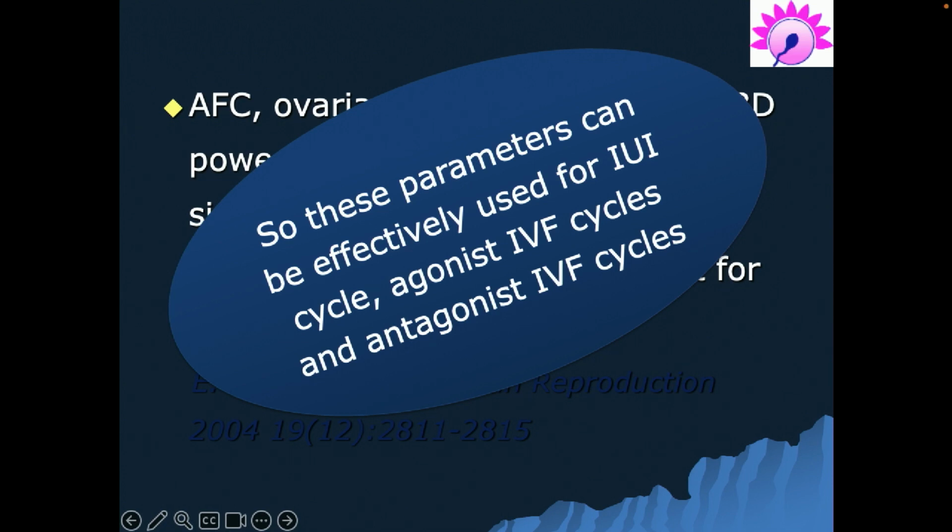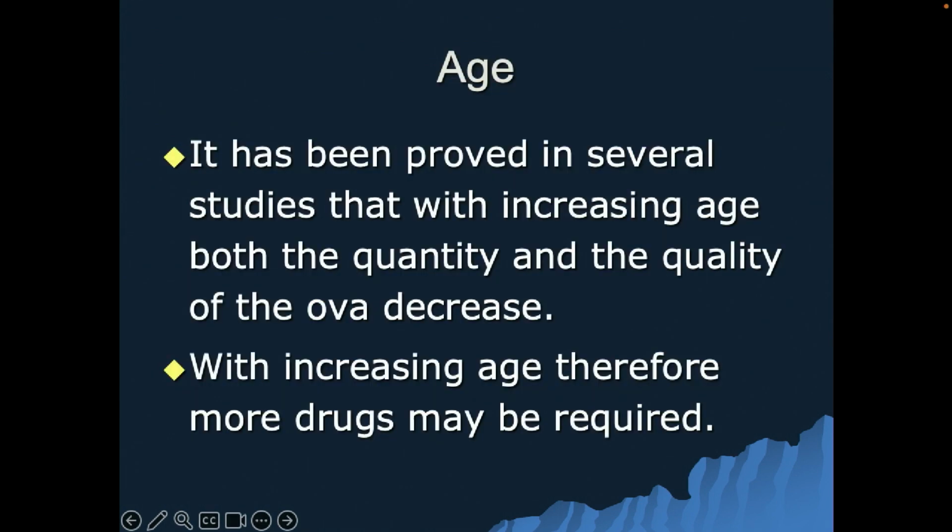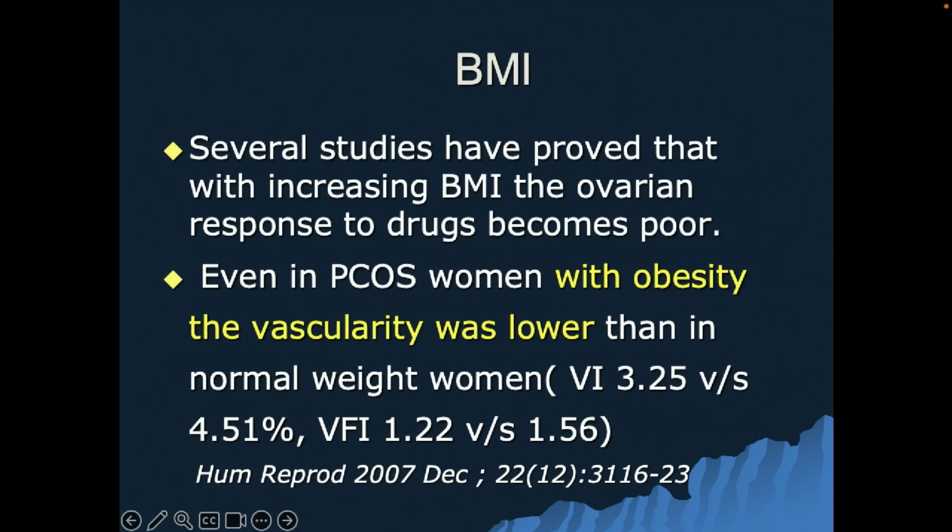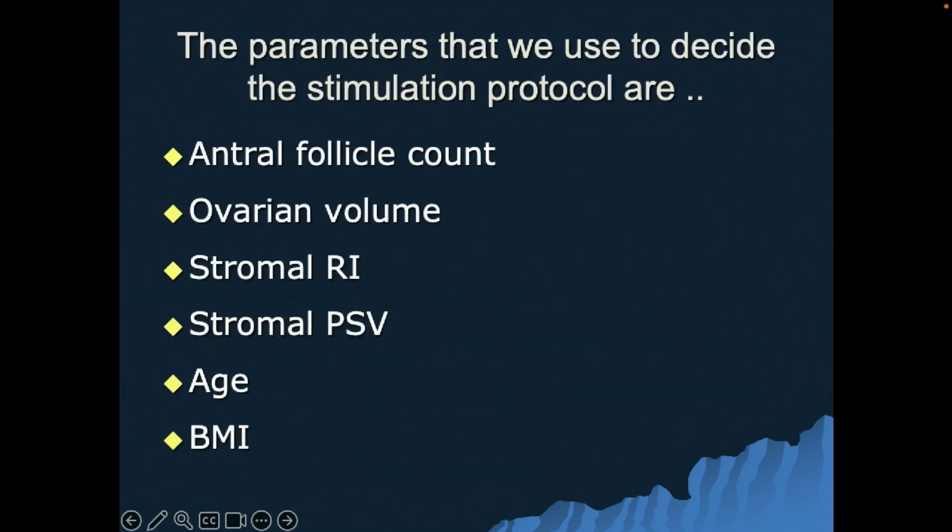Apart from this, what would affect the daily dose required? Of course, we all know that, whatever the other parameters, age is one single and very important factor which may affect the requirement of FSH for the patient, and the second is BMI. So we can take those also into consideration. That means now we have 6 parameters which can help us decide the daily dose of gonadotropins.